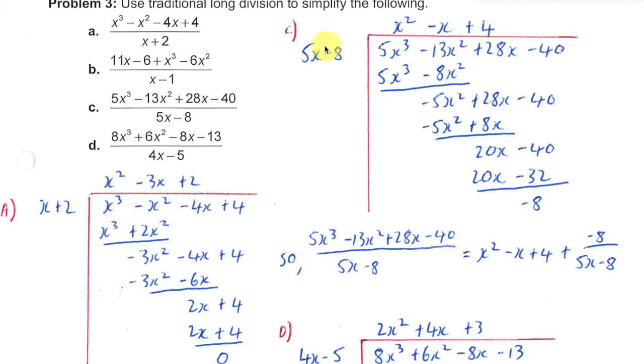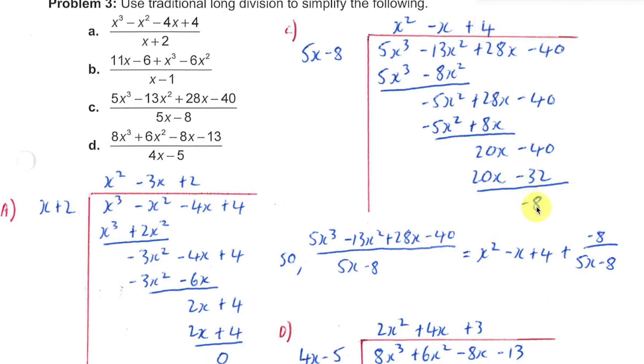So I put the 4 here. 5x times 4 is 20x. Negative 8 times 4 is negative 32. Do the subtraction. I have negative 8. So I now have a remainder of negative 8. What does it mean? If I've got this cubic, I divide it by that linear. I'll get x squared take x plus 4 with a remainder of negative 8.